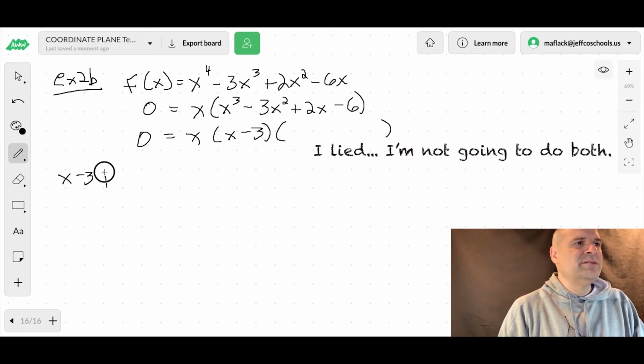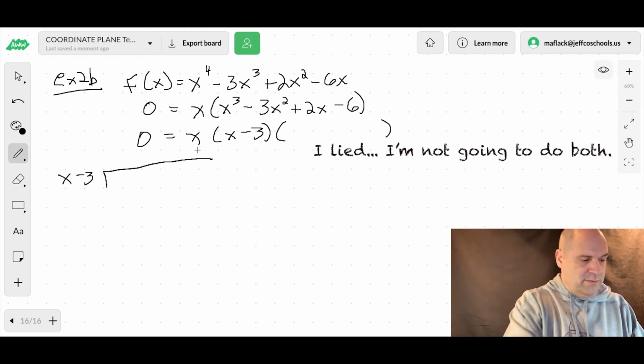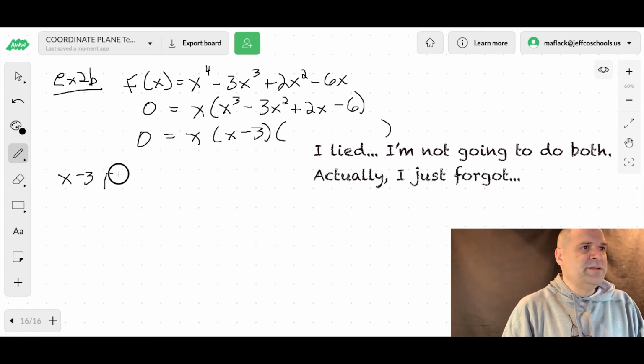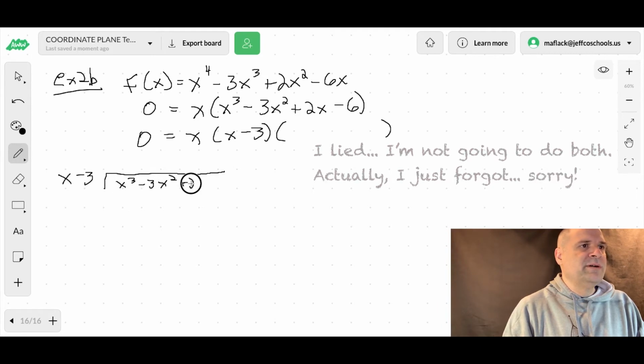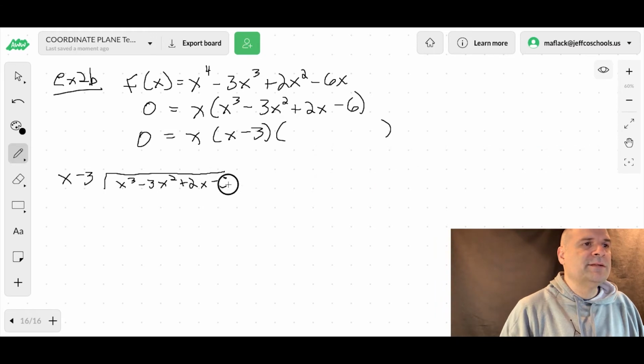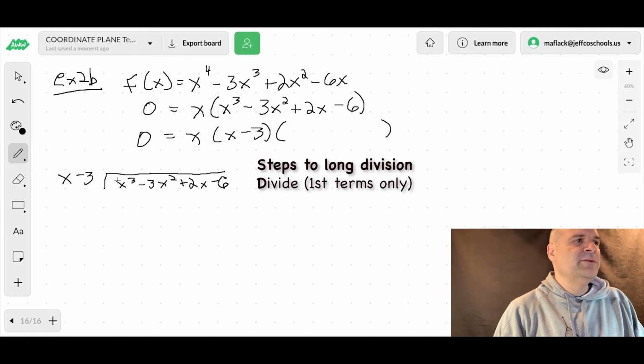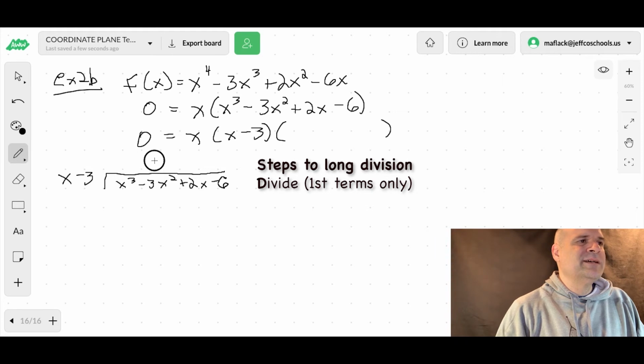So x minus 3 divided into this big guy, x cubed minus 3x squared plus 2x minus 6. Remember, dirty monkeys smell bad. D stands for divide. You're only dividing the first term by the first term. So x cubed divided by x equals x squared.